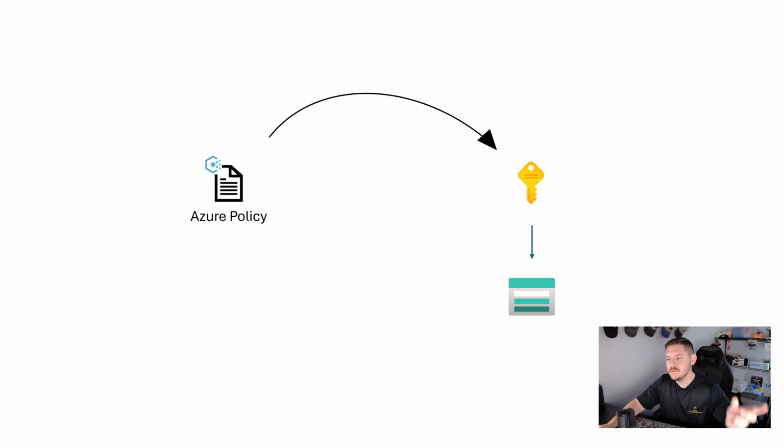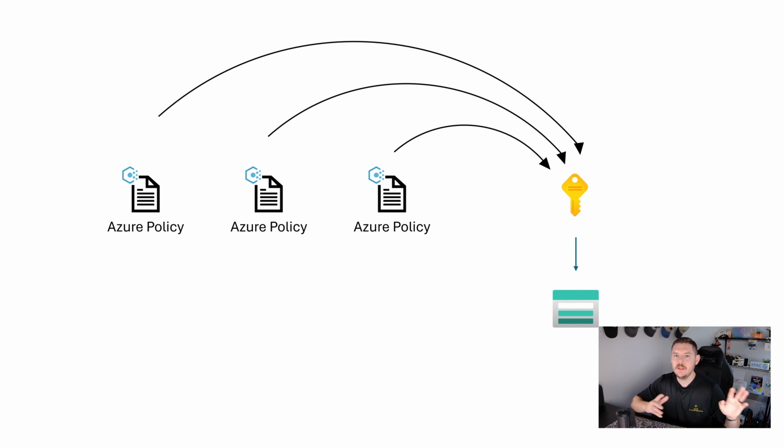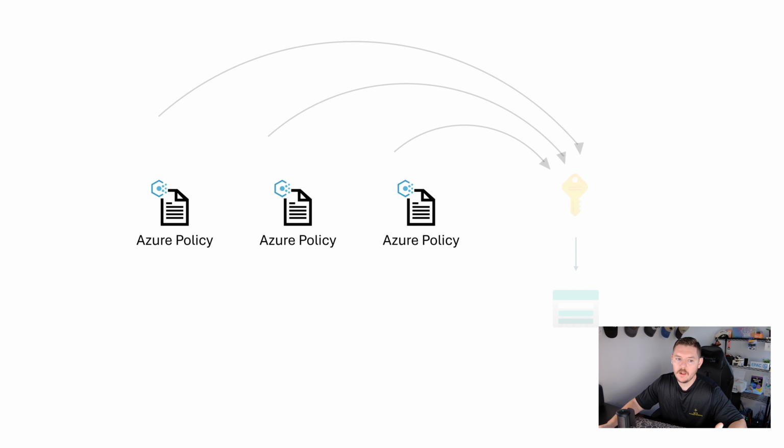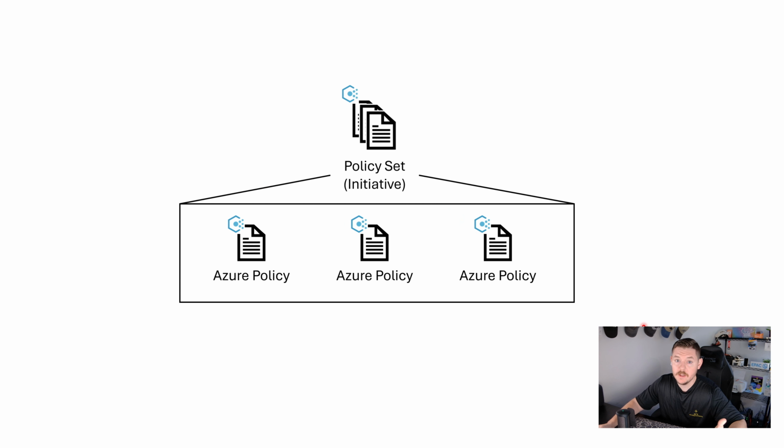And this is typically a one-time assignment to that scope. But as you start having multiple policy definitions, you have to assign each definition multiple times individually. And there's multiple reasons why this isn't ideal. And just to make things simpler and have one-time assignments for all of your policy definitions, we introduced the concept of policy sets, also known as initiatives.